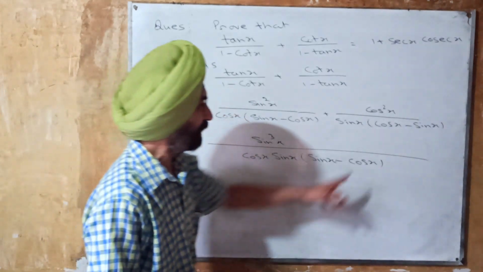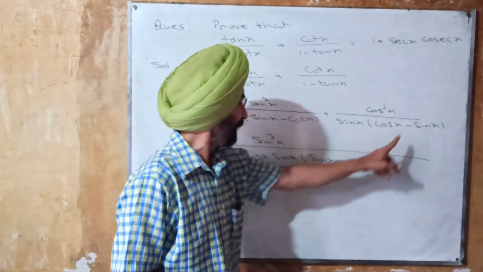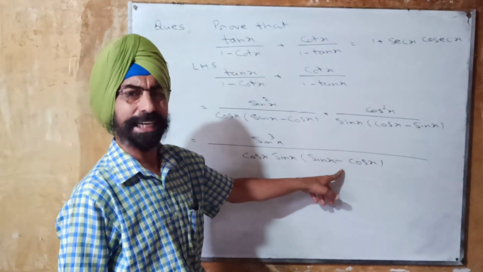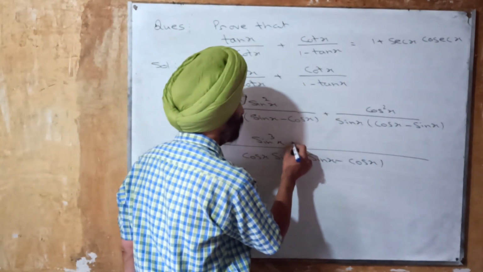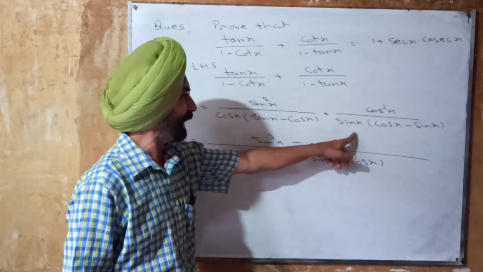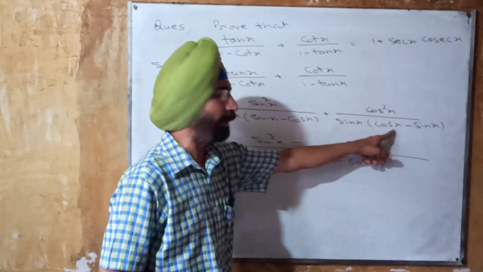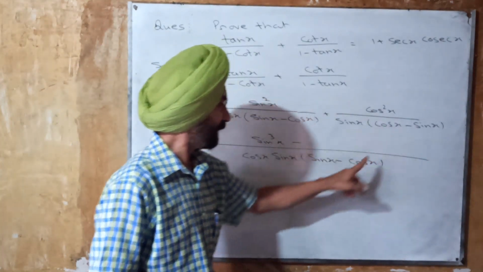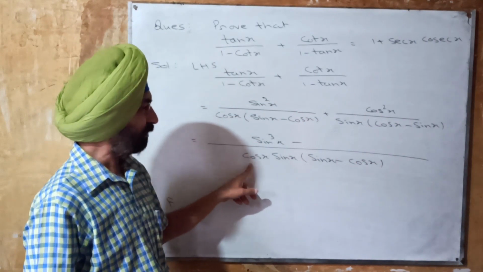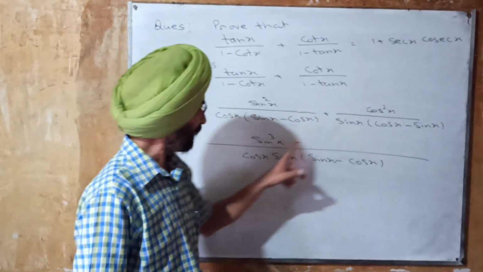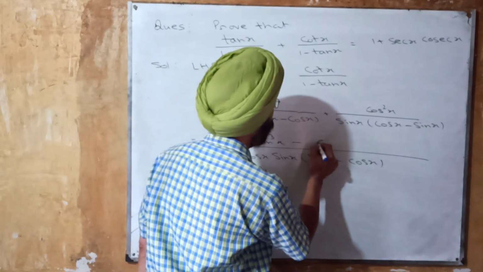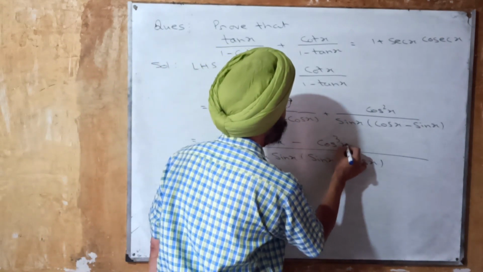As we have discussed, this cos x minus sin x is nothing but the negative of sin x minus cos x. So this plus sign will get converted into minus. This sin x is already here. This cos x minus sin x with sign change is already there. This cos x will get multiplied with the numerator cos square x, so cos square x into cos x is cos cube x.